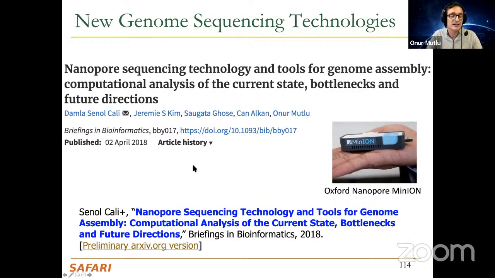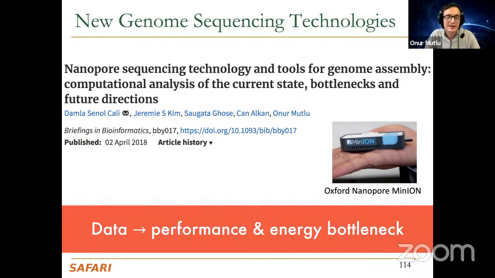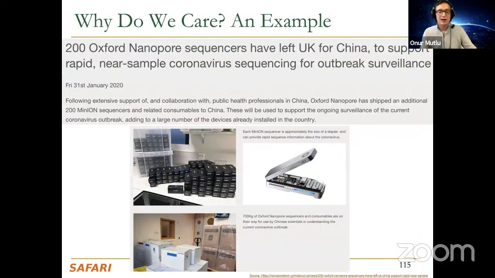But I'll briefly talk about genome sequencing. This is actually important because we have devices at the technology level that are very, very capable that look like this. You can actually buy this device for $1,000 and start sequencing genomes around you if you're interested. It could be any genome. But the processing of the data and asking questions to it becomes much more problematic because they have a huge performance and energy bottleneck.